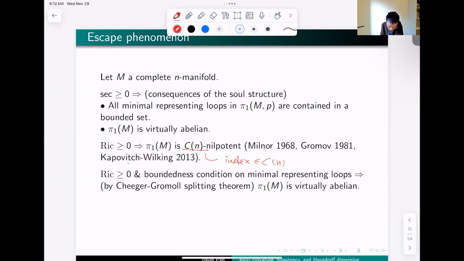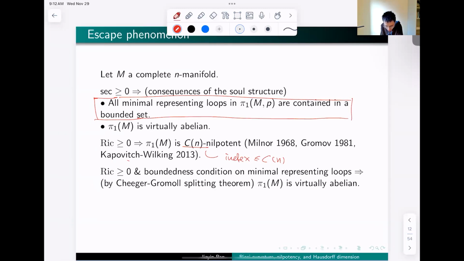Now, if you add this condition, so you take this property: all the minimal representative loops are contained in a bounded set. You just artificially add this condition to non-negative Ricci, then it follows from the Cheeger-Gromoll splitting theorem that the fundamental group is indeed virtually abelian. So from this result, you can see that whether your fundamental group is virtually abelian is related to where these minimal representing loops are positioned in your manifold.